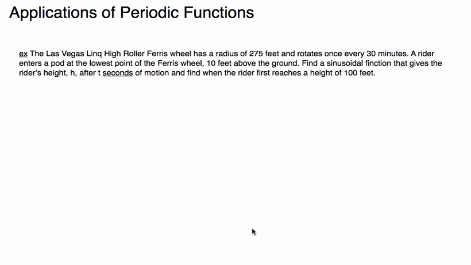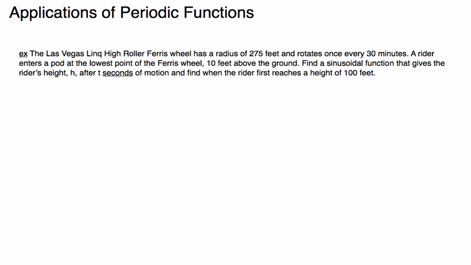Our first example, the Las Vegas High Roller Linq Ferris wheel, has a radius of about 275 feet, and it rotates one time around every 30 minutes. Riders enter the pod at the lowest point of the Ferris wheel, which is about 10 feet above the ground. There are two parts. First, I'd like to find a sinusoidal function that gives the rider's height h after t seconds of motion. And part B, I want to find when the rider first reaches a height of 100 feet.